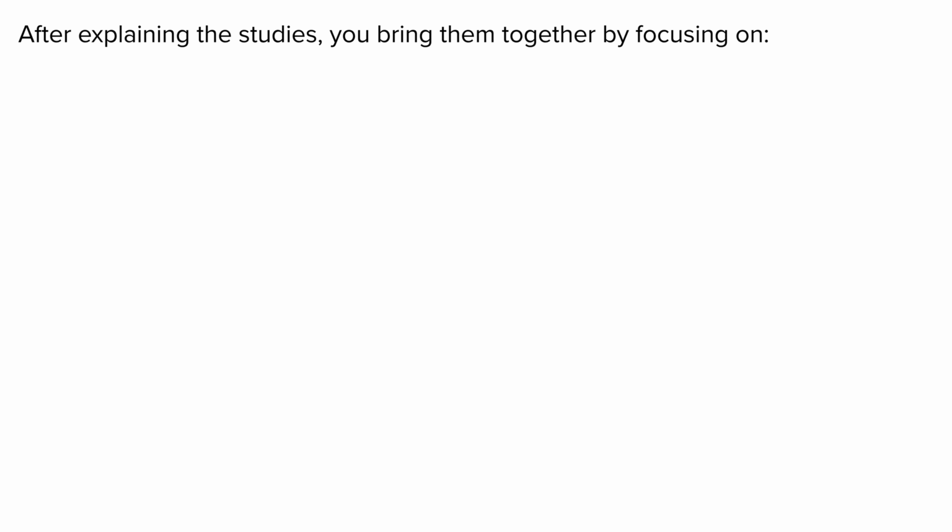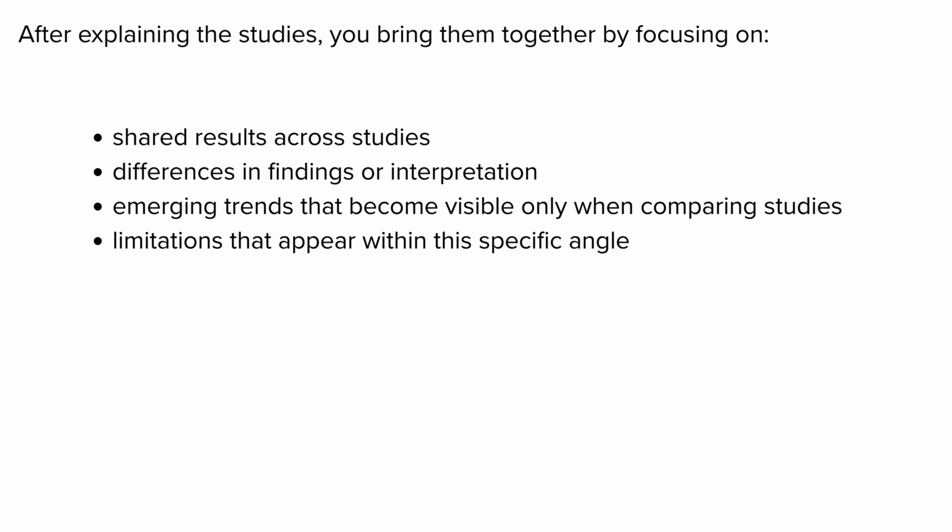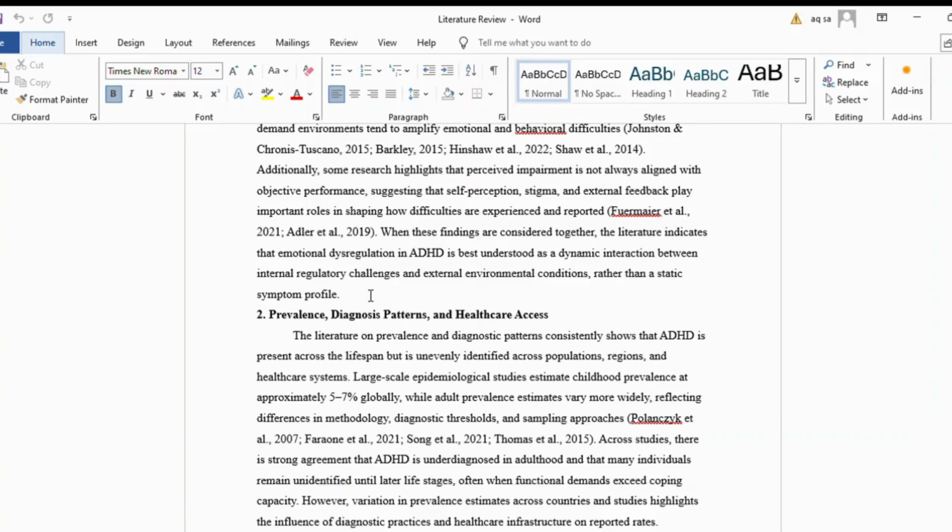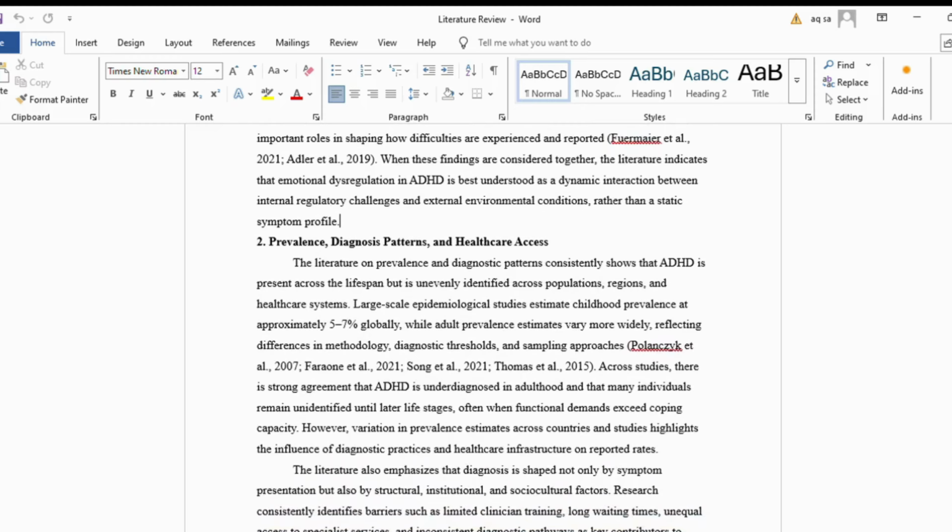After explaining the studies, you bring them together by focusing on shared results across studies, differences in findings or interpretation, emerging trends that become visible only when comparing studies, and limitations that appear within this specific angle. This helps show how knowledge builds and also where it becomes unclear. By following this same procedure, you can also write Theme 2, Theme 3, Theme 4, and so on.